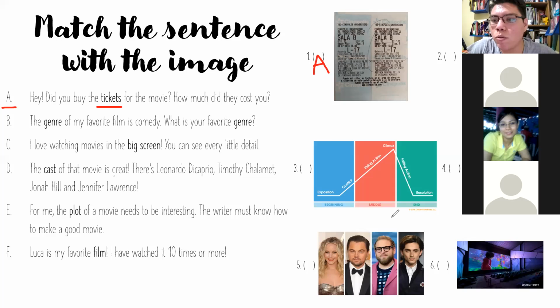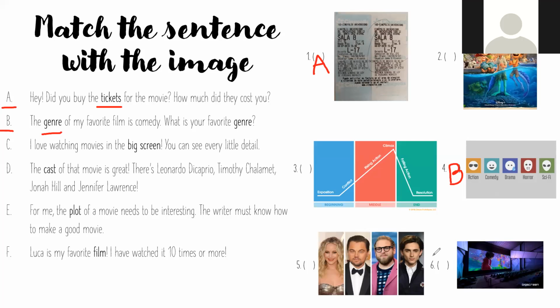Can you tell me number two, Diane? B, letter B. The genre of my favorite films is comedy. What is your favorite genre? Genre. Es género, no? Sí. Yeah. Genre. So which number is the answer? Four, B. Yes, it's letter B, correct. Here we have some genres: action, comedy, drama, horror, science fiction, sci-fi. It's like the abbreviation for science fiction. Yes, thank you. That's the answer.